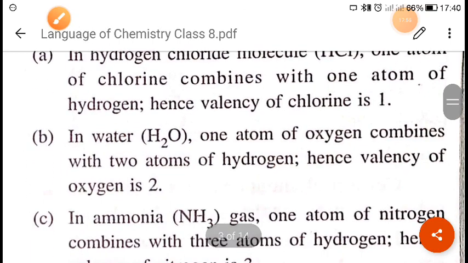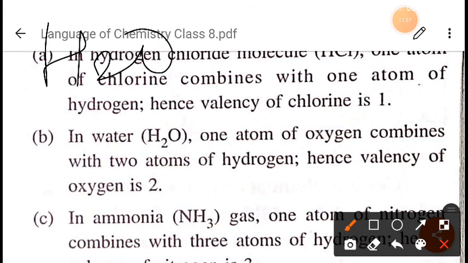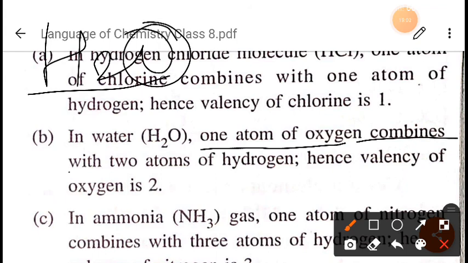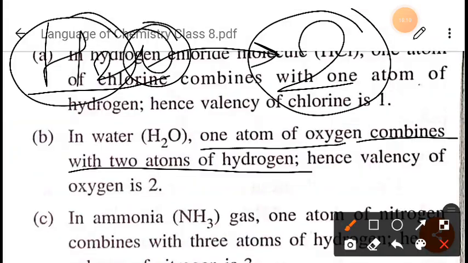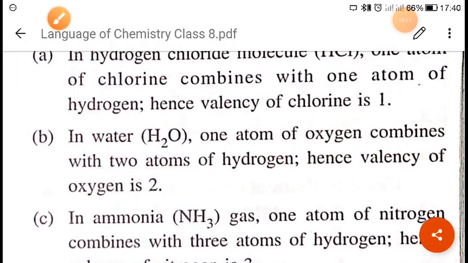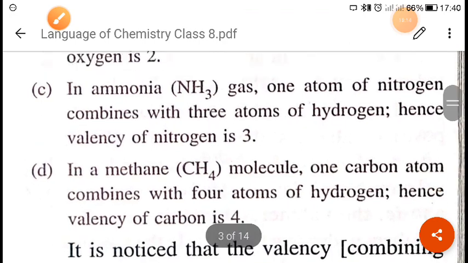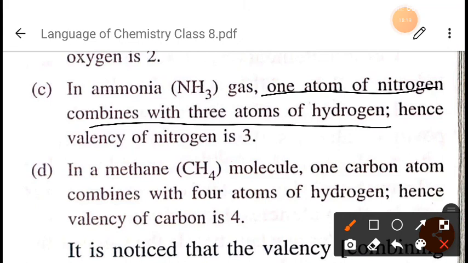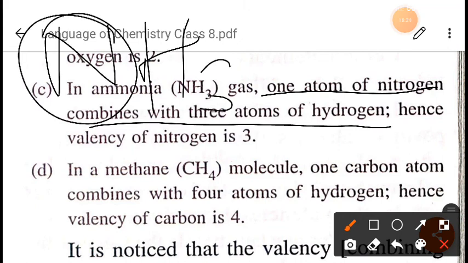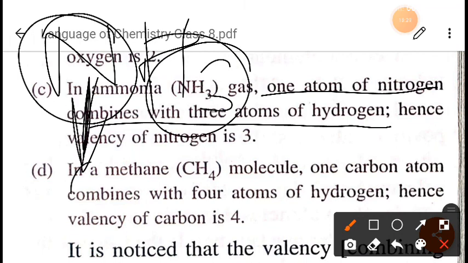Now again, when we talk about H2O, you can see one atom of oxygen combined with two atoms of hydrogen. So the valency of oxygen will be 2. Now next is ammonia, NH3: one atom of nitrogen combined with 3 atoms of hydrogen. So the valency of nitrogen will be 3.